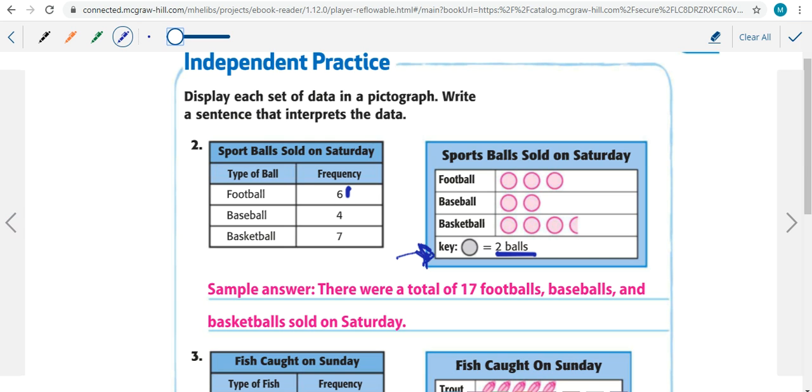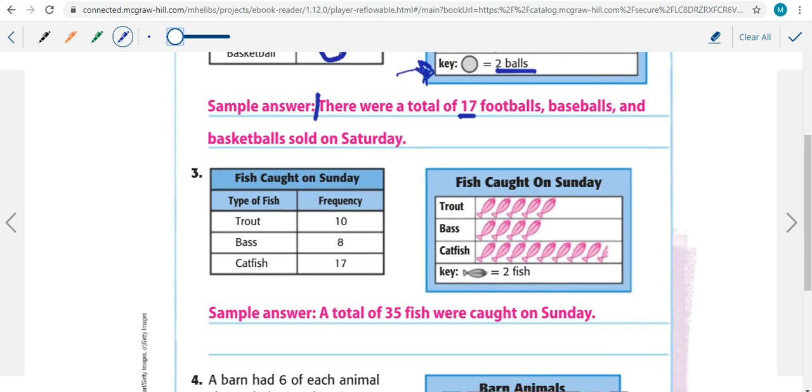Now, let's write the sentence, okay? So copy this. There were a total of 17 footballs, baseballs, and basketballs sold on Saturday. How do we know it's 17? We just count the totals. We add 6 plus 4 plus 7 equals 17. Number 3, fish caught on Sunday. Trout, bass, and catfish. All of these are types of fish.